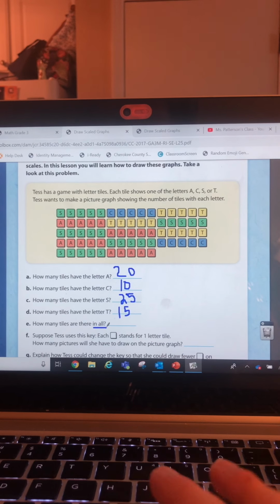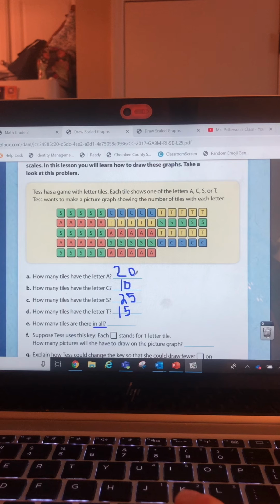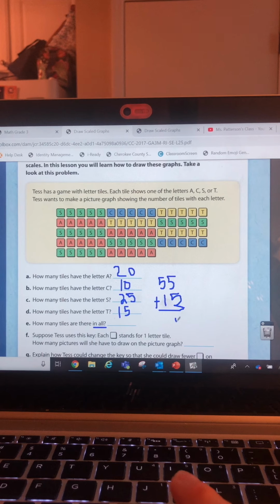So how many tiles are there in all? In all is that keyword that's going to tell me that I'm adding. So I'm going to add 20 plus 10 is 30. 30 plus 25 is 55. And then 55 plus 15, if I didn't know how to do that in my head, is 5 plus 5, 70. So you should have 70 tiles in all.